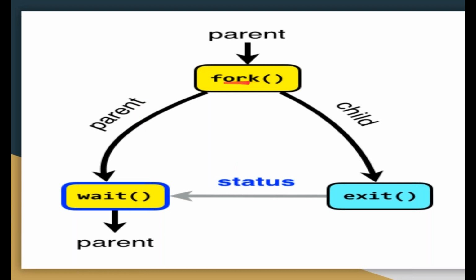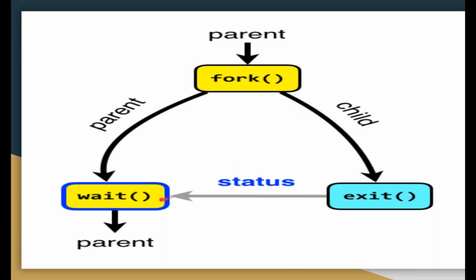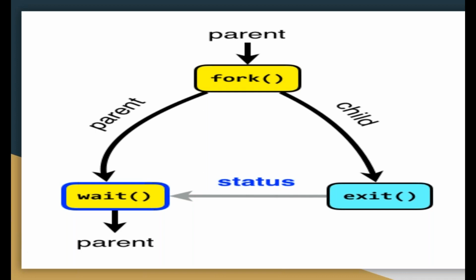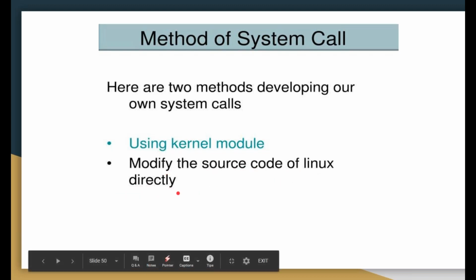So a parent can use fork to divide into a child. The child can exit. Similarly, the child can wait, and the parent can also wait for the resources. This is just a cycle to represent how forking is done and how the child process is created. Now, methods of system calls: there are two methods of developing our own system calls. One is a kernel module, and the other is to modify the source code of Linux directly.